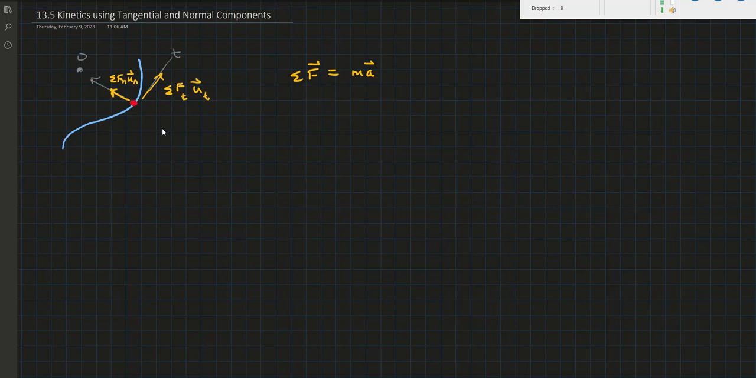components. So this will look like sum of forces in the t direction, u sub t, plus sum of forces in the n direction, u sub n, and it's going to equal, I'm going to leave some space here because I'm going to put something else in here. It's going to equal the mass times the acceleration in the tangential direction plus the acceleration in the normal direction.